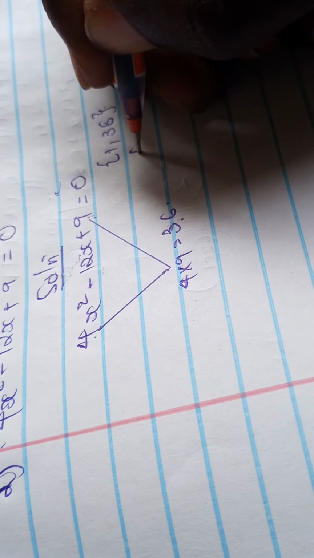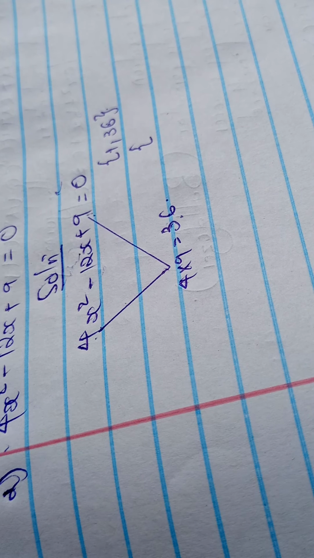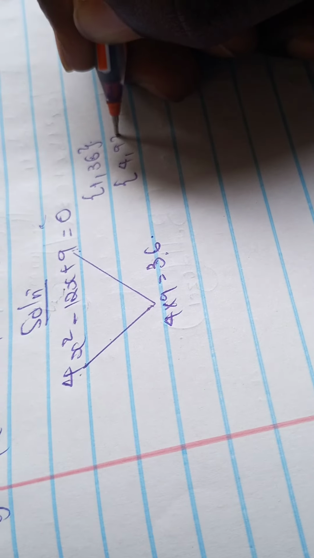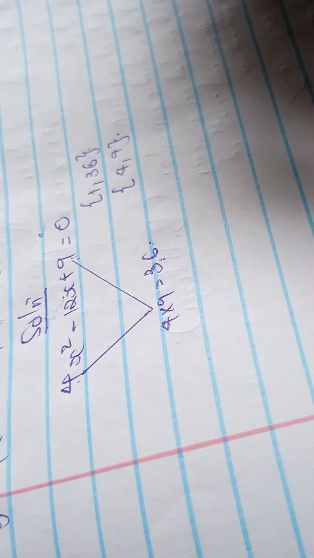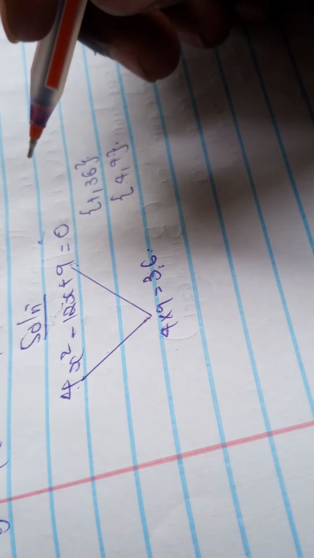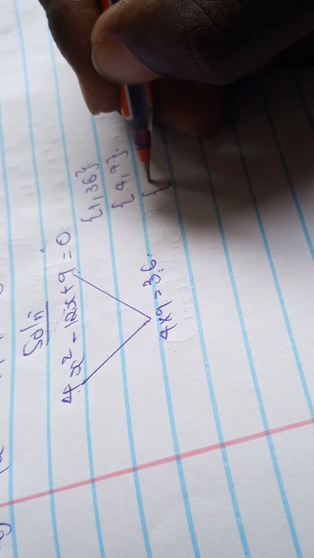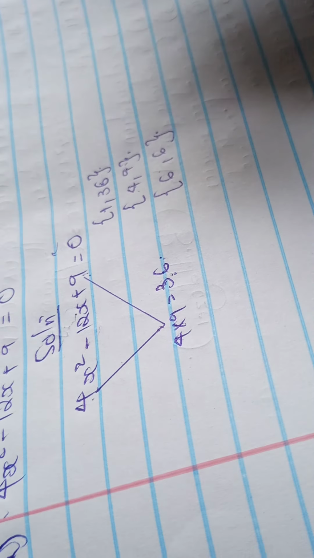So let's look for more factors. Which other factors can we use? We can use 4 and 9. If you multiply 4 times 9, you get 36. But if you add or subtract, we can see that we do not get the negative 12. So what if we try 6 and 6? Let's see 6 and 6. We keep on playing with the factors.